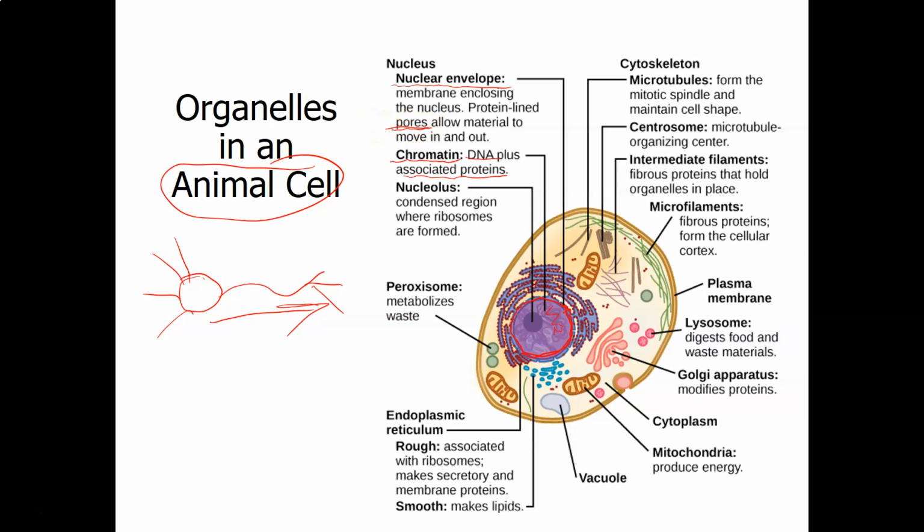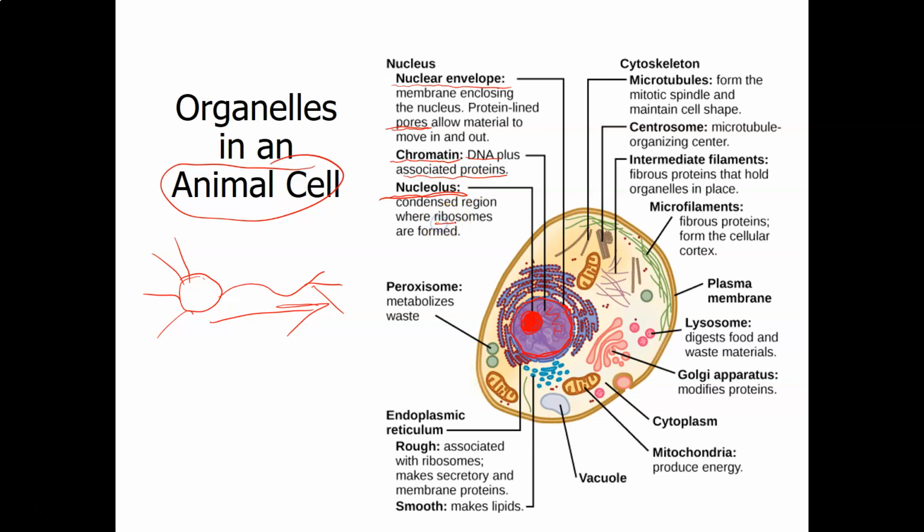And then the structure you see inside of the nucleus is called the nucleolus, and it is inside the nucleus. So they're two terms that are easy to get confused. It is the region where ribosomes are formed.